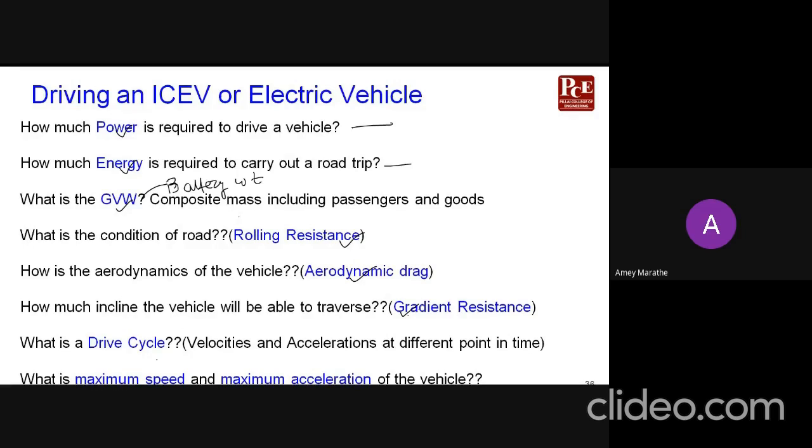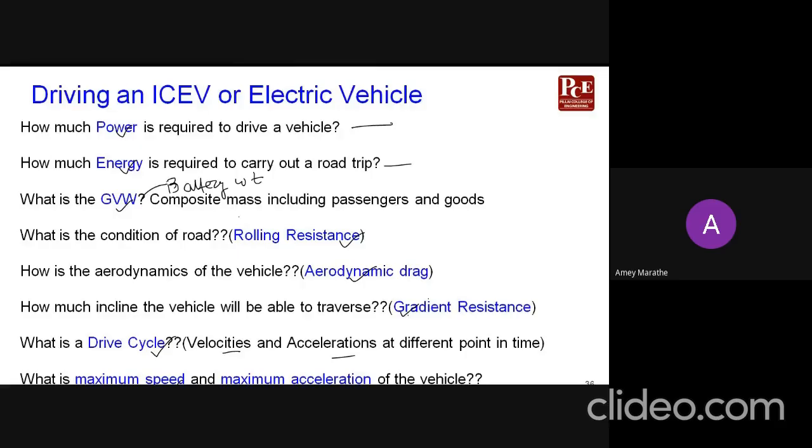What is a drive cycle? Okay, so when I say drive cycle, I'm talking about what are the velocities and accelerations at different points in time, and at the end, what is the maximum speed and maximum acceleration of the vehicle. So these again are coming from all the numbers which we have seen.